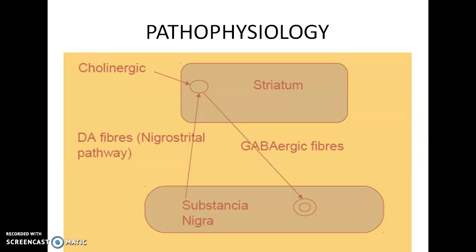If the DA fibers or dopaminergic fibers are depleted away, then cholinergic effect will increase and the GABAergic fiber function will be affected, ultimately causing motor dysfunctions. As we know, GABA is an inhibitory neurotransmitter. So, the balance between inhibitory as well as excitatory neurotransmitter will be disrupted, causing motor dysfunction.